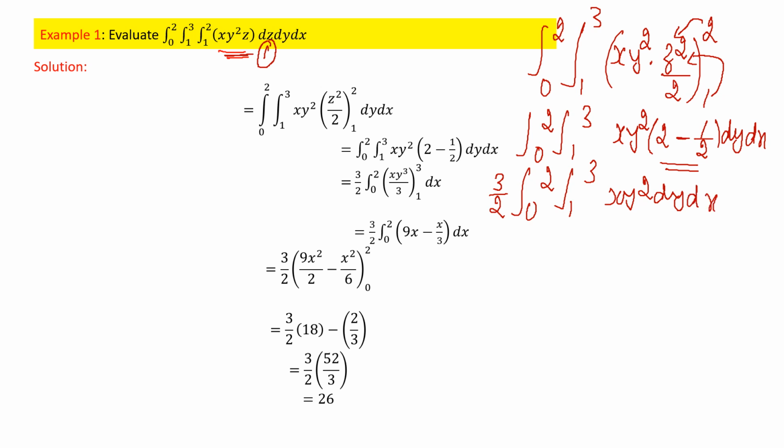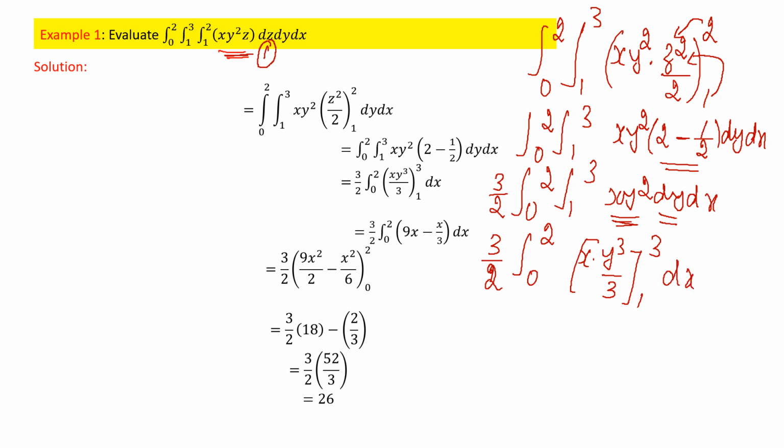Now I have to integrate this function with respect to y. So we keep 3 by 2 as it is, and I keep the outer limit 0 to 2 as it is. Integrate x y power 2 with respect to y. That means I keep x as a constant term. Integration of y power 2 with respect to y will give you y power 3 by 3, and I have to replace the limits 1 and 3.